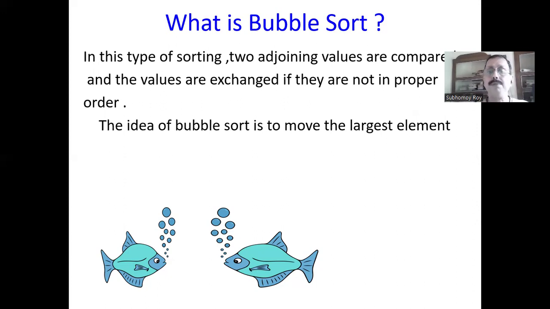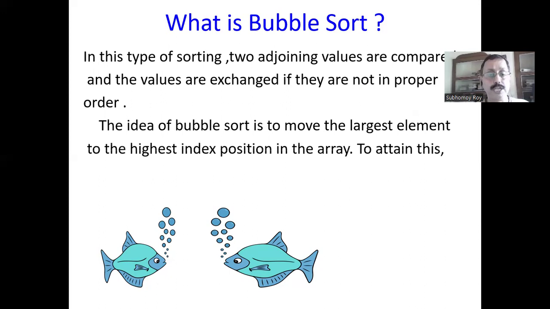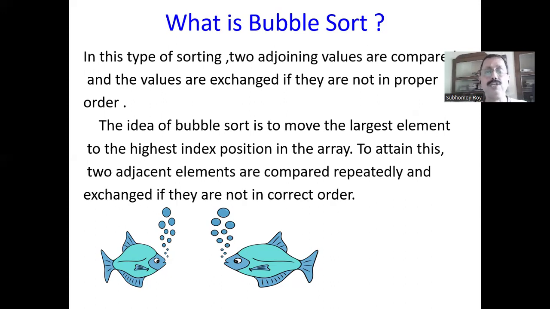So the idea of bubble sort is to move the largest element to the bottommost cell, or the highest index. Bottommost cell means the highest index. To attain this, two adjacent elements are compared repeatedly and exchanged if they are not in correct order. Now let us see how to perform this.